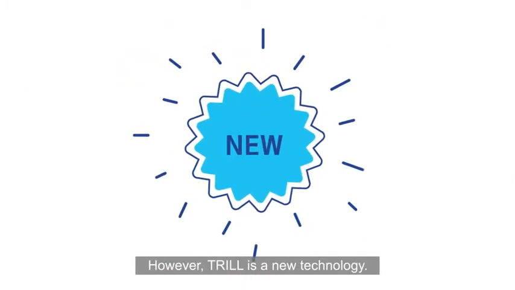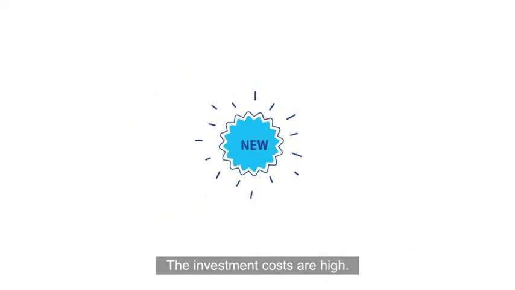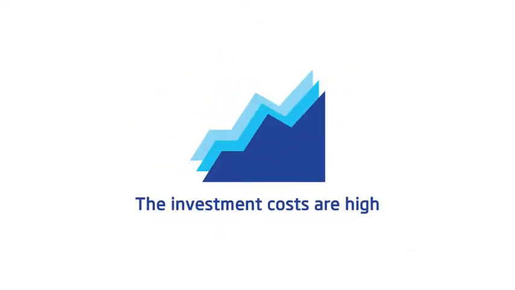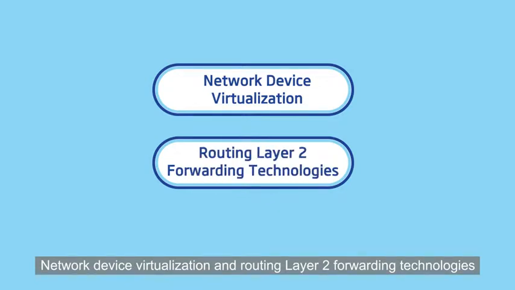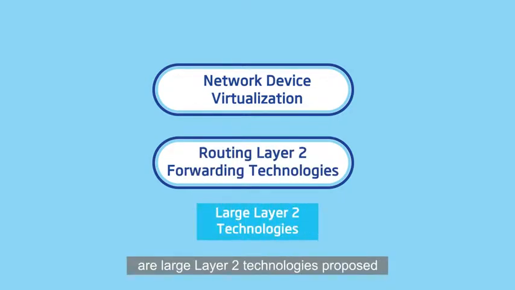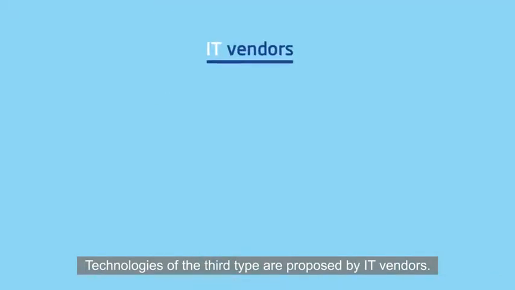However, TRILL is a new technology. TRILL deployment requires new software and hardware devices. The investment costs are high. Network device virtualization and routing Layer 2 forwarding technologies are large Layer 2 technologies proposed and dominated by network device vendors. Technologies of the third type are proposed by IT vendors.